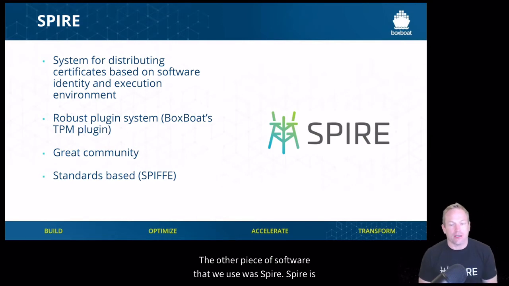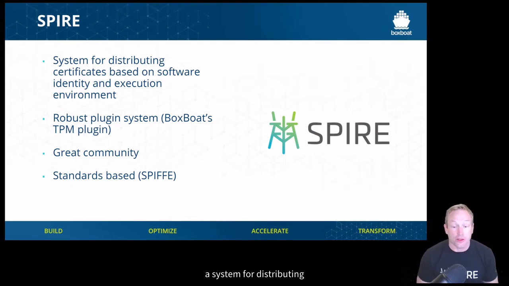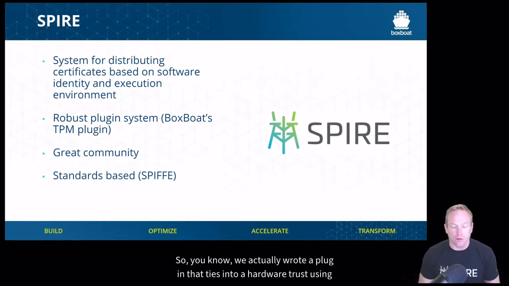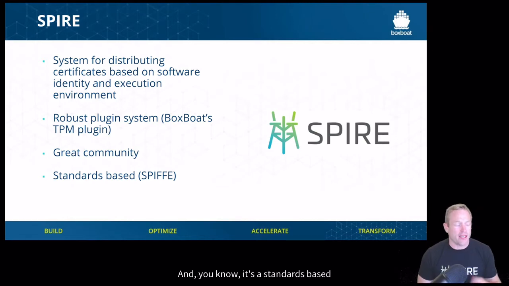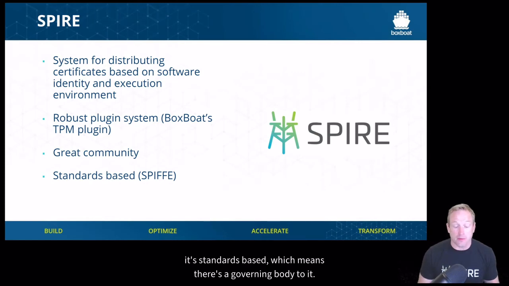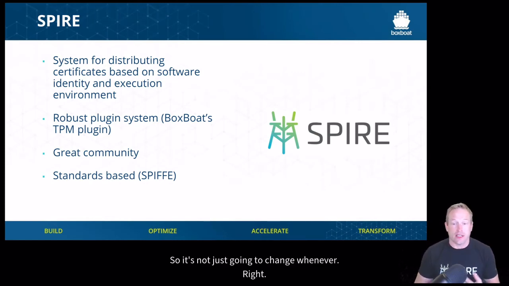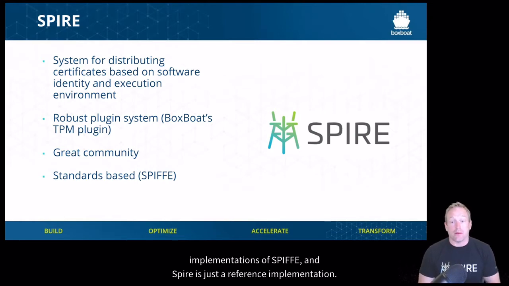The other piece of software that we used was SPIRE. SPIRE is a system for distributing certificates across infrastructure. It's got a robust plugin system, so we actually wrote a plugin that ties into a hardware root of trust using a TPM 2.0. Works absolutely great. Really love the plugin API. They have a great community, and it's standards based, which means there's a governing body to it, so it's not just going to change whenever. They actually want multiple implementations of SPIFFE. SPIRE is just a reference implementation.